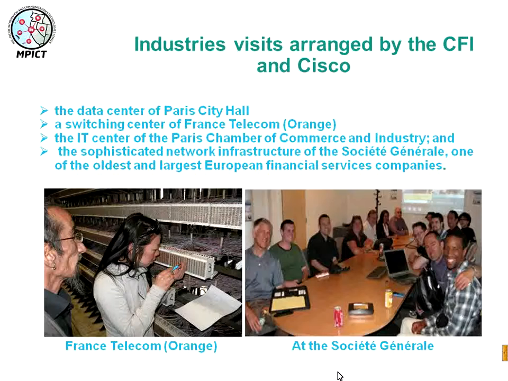We visited the industry, that was arranged by the CFI and Cisco. So these are the areas where we went. We went to the data center of Paris City Hall. We went to a shooting center of France Telecom. We visited the IT center of the Chamber of Paris.